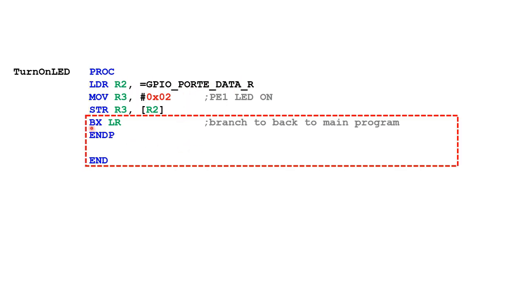And BX LR, that is to return back to the main program, the calling program. And we mentioned ENDP earlier, and END here is the directive that indicates the end of the entire assembly program.